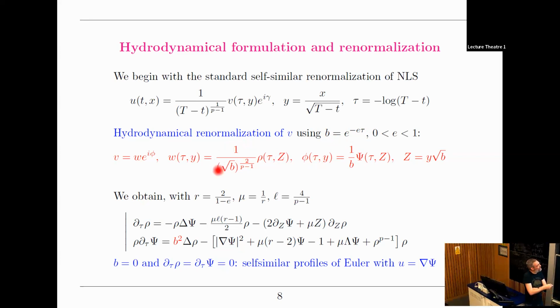And you rescale things here. And again, I claim that this scaling is such that you go to rescaling with new unknowns. So now my unknowns, of course, since I expect to go to Euler, I'm going to call this unknown rho. And the other one will be psi, we'll see in a minute why. And then you have a rescaled space variable, which is as such. So you rescale, the capital Z will be y square root of b.